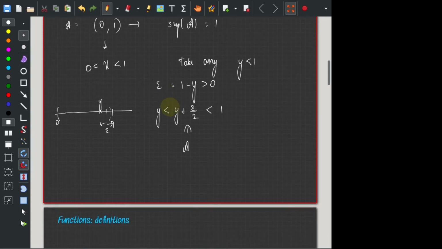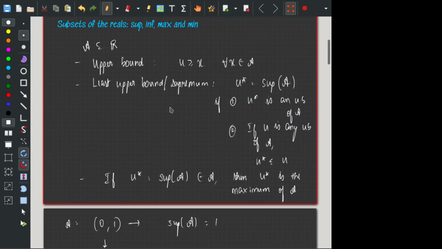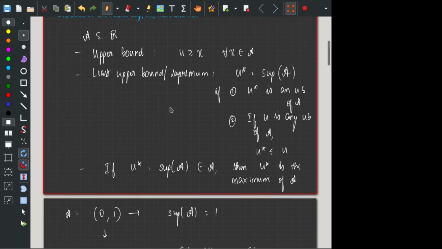Okay. So similarly, just as we defined an upper bound and a least upper bound, or a supremum, you can also define a lower bound and the greatest lower bound.